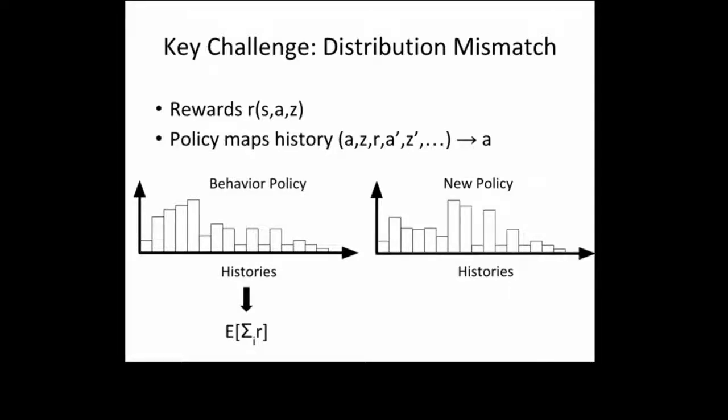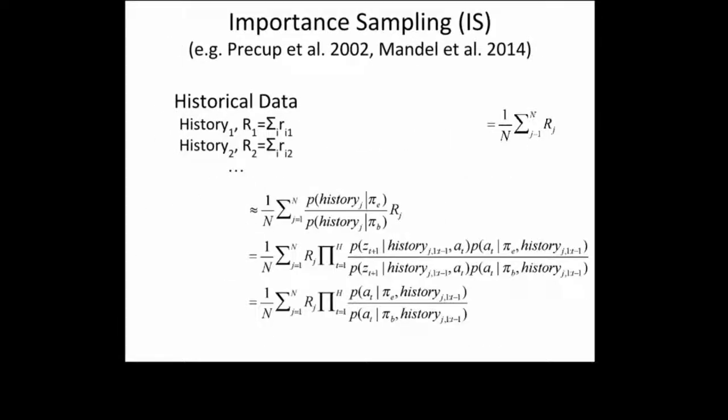But the problem is that for any new policy, we expect a different distribution over outcomes, a different distribution over trajectories and rewards. And given that, it's unclear how we directly use the old data to figure out what that new distribution looks like and what its value would be. So that's where importance sampling comes in. And to my knowledge, Doina and her colleagues were the first people to introduce using this for reinforcement learning, but the idea has been around for a lot longer.